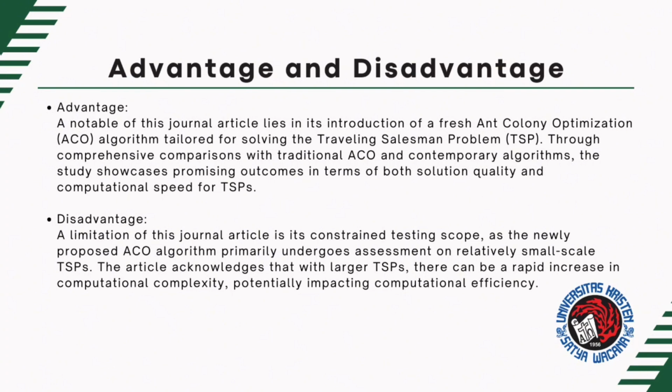Disadvantage: a limitation of the journal article is its constrained testing scope, as the newly proposed ACO algorithm primarily undergoes assessment on relatively small-scale TSPs. The article acknowledges that with larger TSPs, there can be a rapid increase in computational complexity, potentially impacting computational efficiency.